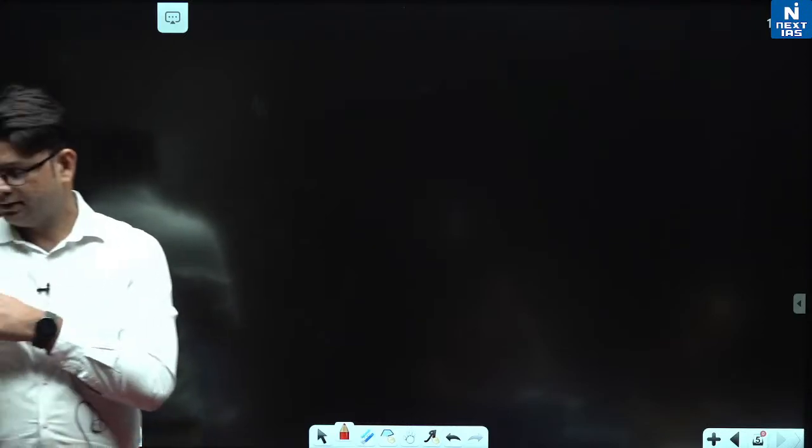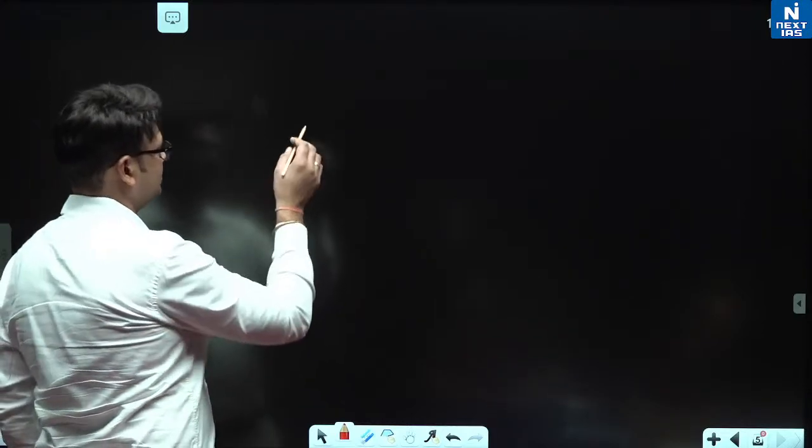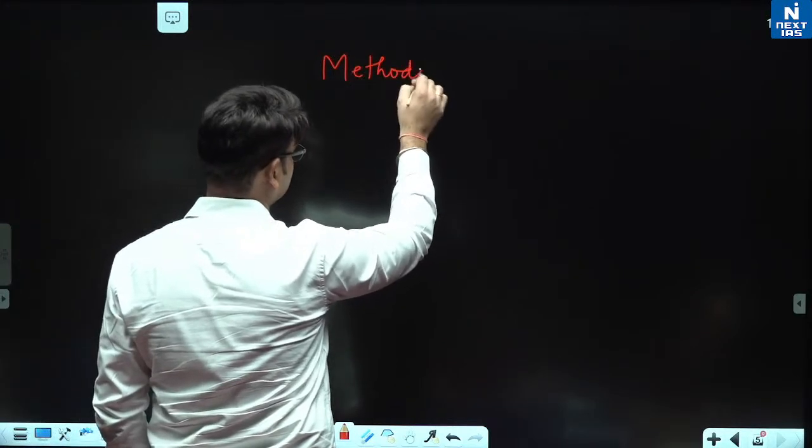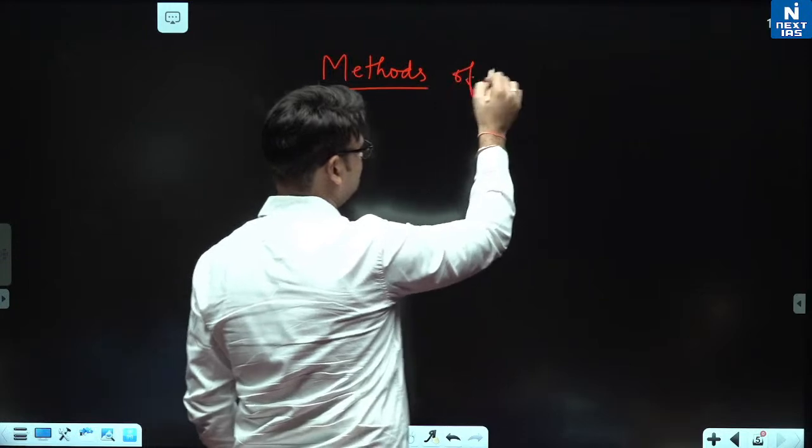Now the second main theme is methods of genetic study, methods of studying human genetics.